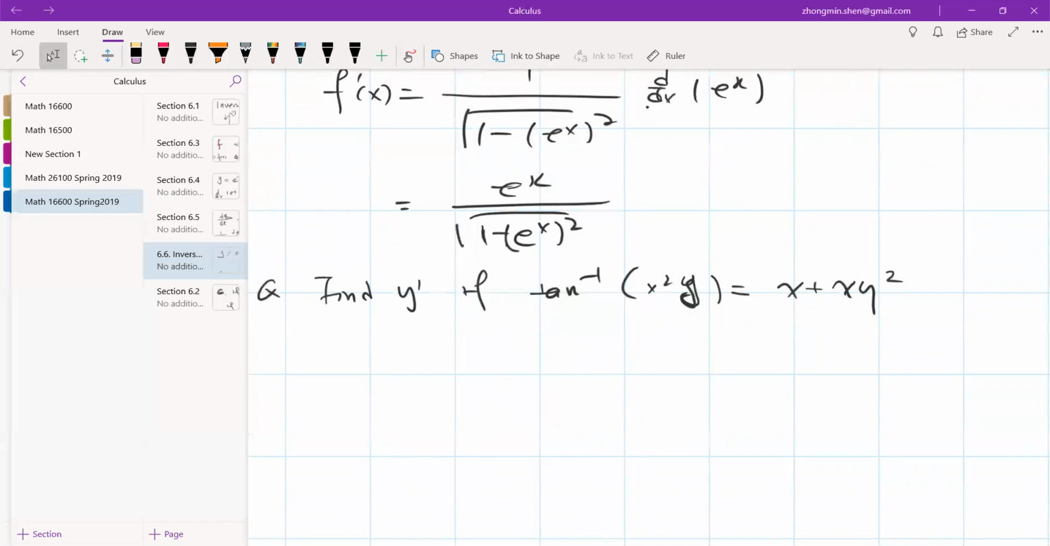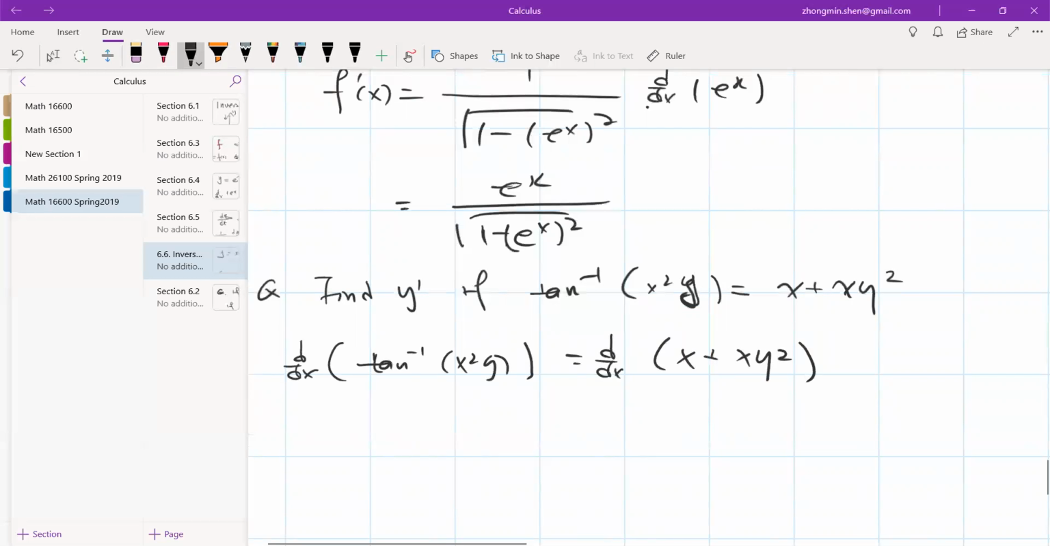So we differentiate both sides with respect to x. So you put the derivative on both sides. The derivative of arctangent is going to be 1 over 1 plus this whole thing squared, right? But don't forget, you have to differentiate the inside part, so x squared times y.